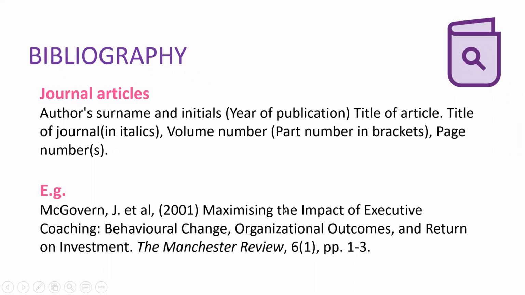If it's a journal, it's very similar. The only real difference is that you include the title of the article and the title of the journal, both in italics, and then you include the volume number and the part number and page numbers as well. And there's an example just underneath.